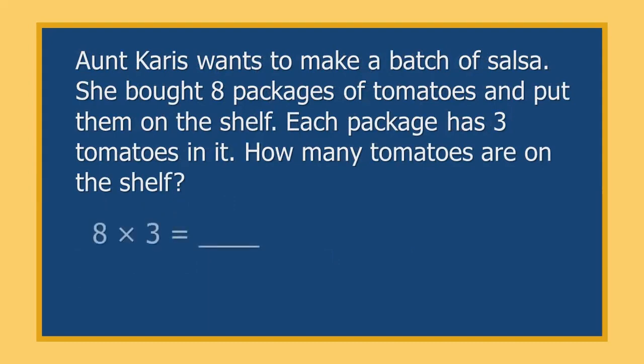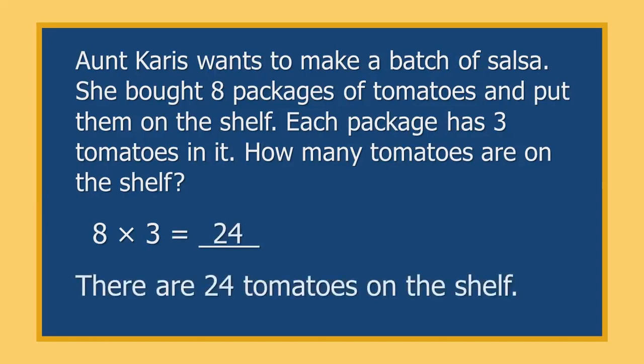So we're going to write our equation as 8 times 3. 8 packages with 3 tomatoes each, and we're going to get 24. There are 24 tomatoes on the shelf. Now you could skip count your 3s, 3, 6, 9, 12, 15, 18, 21, and 24, and get your 8 times 3. You could use your number line, or you could draw your pictures, and any of those ways are correct.